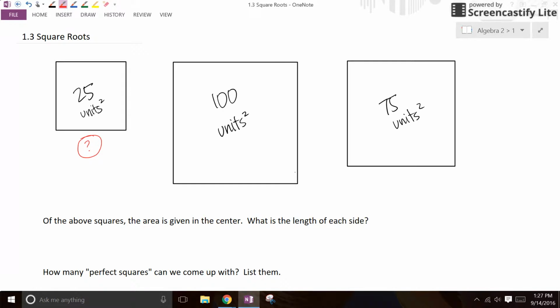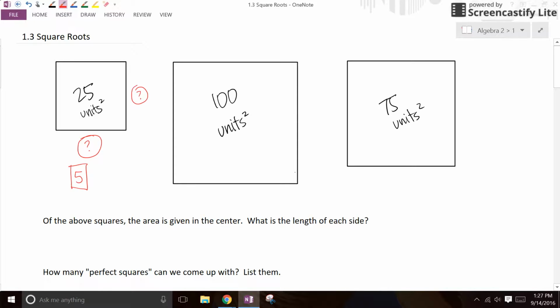Now, some of them are easy, because to find area you do this side times this side, and those two sides have to be the same. So what are the sides? Well, that would be 5. I think 5 is the square root there, because 5 times 5 is 25.